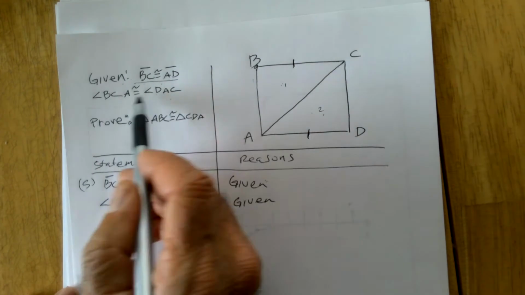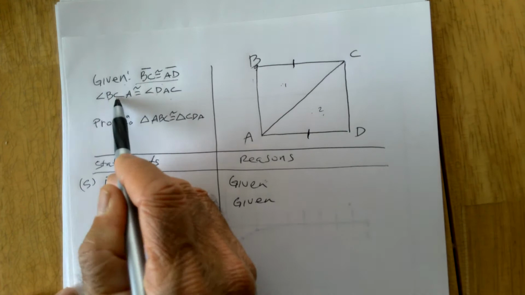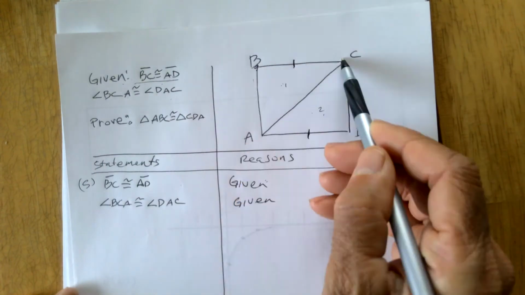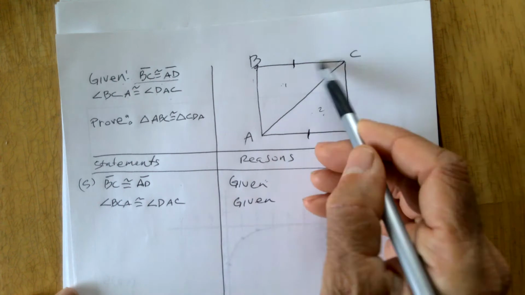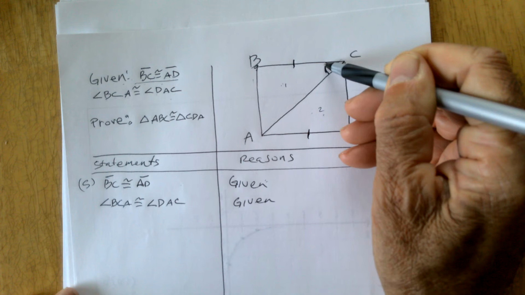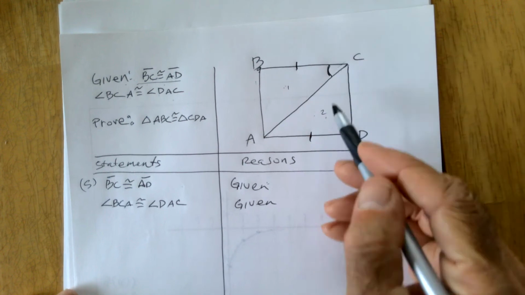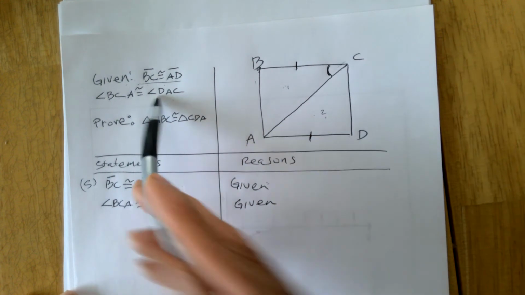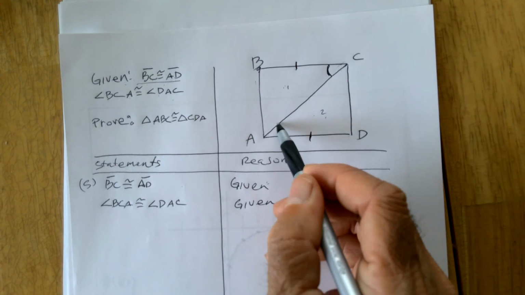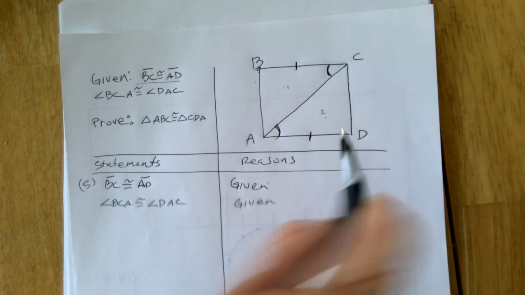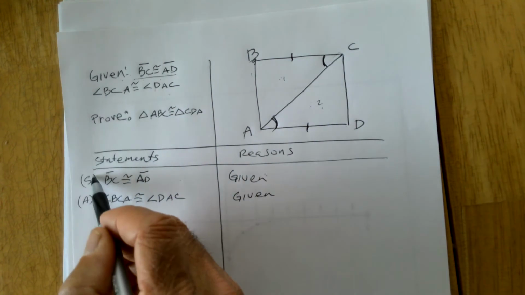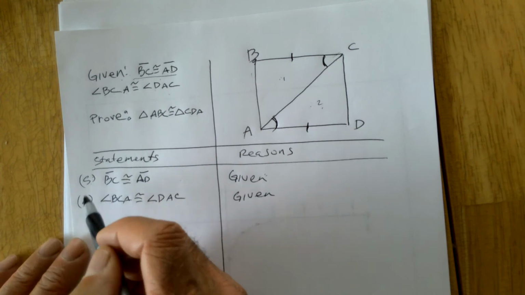Now BCA, we follow along. B to C to A. That's the angle symbol, so we know it's going to be an angle. BCA, so that's the angle we're tracing out. That's this angle. That one is going to be congruent to DAC. So we trace out DAC, and that's this angle. So right now we have a side and an angle.